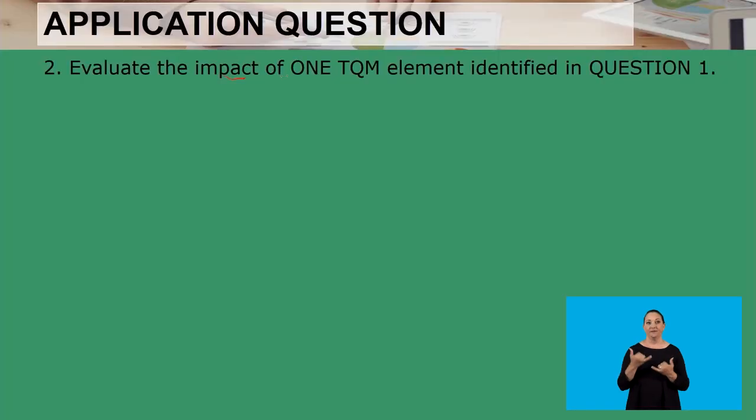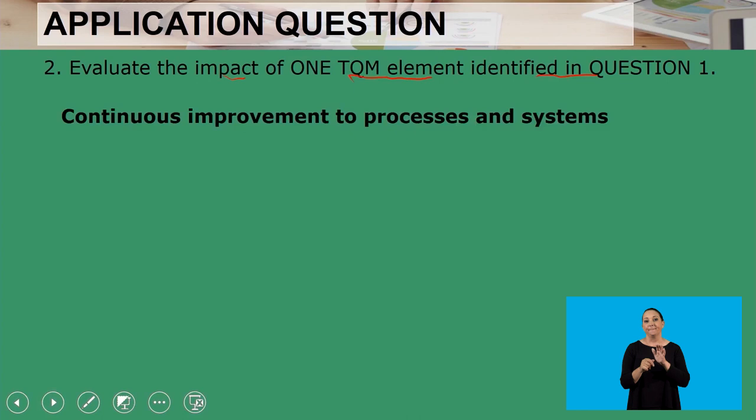Welcome back. Let us continue with the second question. The second question expected you to evaluate the impact of one of the TQM elements identified in question 1. Now, this is how you evaluate the impact. You can provide only positives or only negatives, or you can mix by providing positives and negatives.